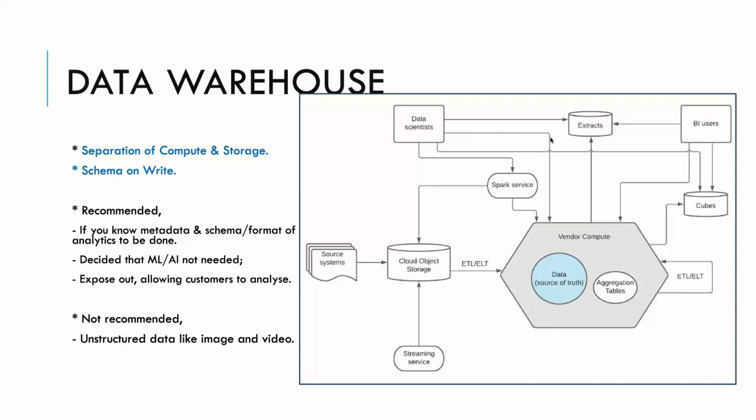Okay, so at the center, you could see a gray area, vendor compute. That is nothing but the data warehouse. So from the source systems, the actual data will be coming into a data warehouse, and within the data warehouse, you will be having a virtual separation. Like for compute, you can separately scale it up. For the data storage, you can separately scale it up.